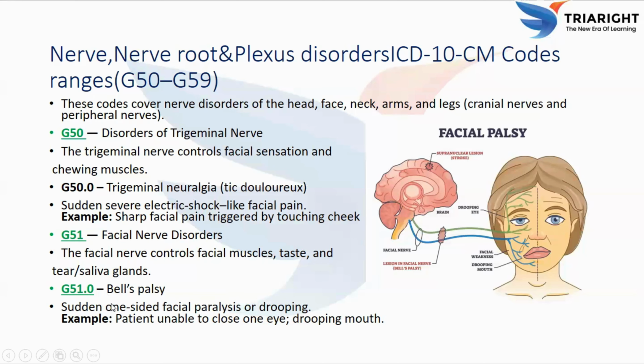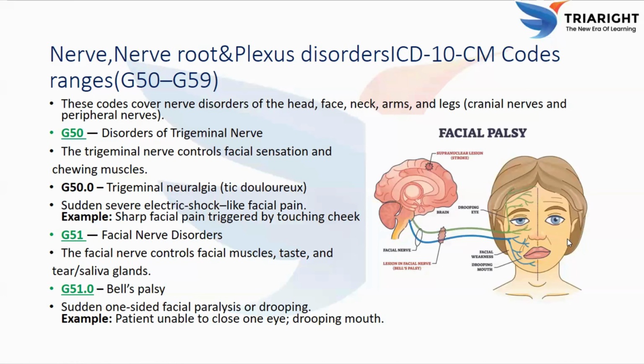Next, G51.0 is Bell's palsy. So what do you mean by Bell's palsy? It is a sudden one-sided facial paralysis or drooping. The name itself gives you the clue: palsy means paralysis. So sudden one-sided facial paralysis, right? The patient may not be able to close one eye, smile properly, or move that side of the face. For example, when a patient comes with mouth drooping on one side and cannot close the eye on the same side, this is an example of Bell's palsy.